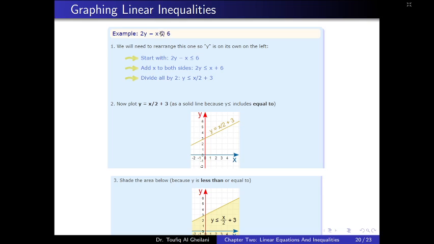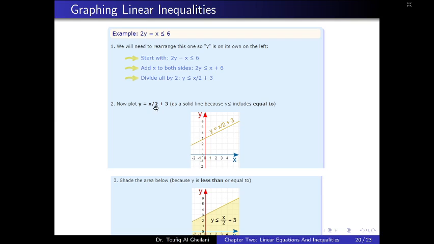Let's take another example. 2y minus x less than or equal 6. So we need to rearrange this one so y is on the left side alone. We transfer minus x to the other side, so it will be 2y less than or equal 6 plus x. Now we would like y alone. We divide both sides by 2, so it will be y less than or equal x over 2 plus 3, because 6 over 2 is 3. Now we should draw the line y equals x over 2 plus 3.